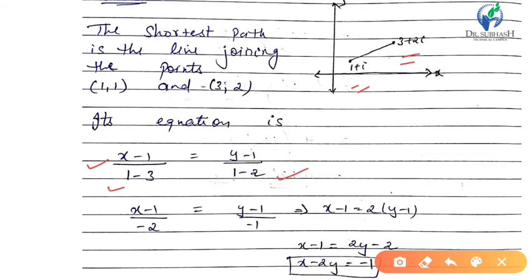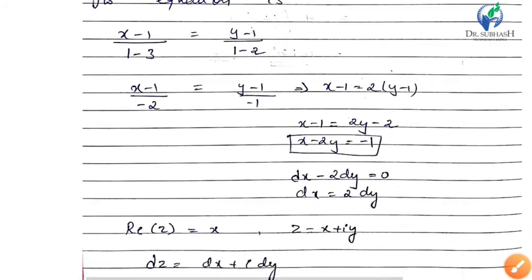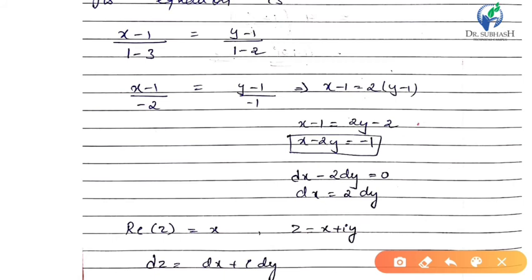On simplifying this equation, I get x minus 1 equal to 2 into (y minus 1), which implies x minus 1 equal to 2y minus 2, which implies again x minus 2y equal to minus 1. This is my equation of the straight line. Now I will differentiate both sides. I get dx minus 2 dy equal to 0, so dx equal to 2 dy.